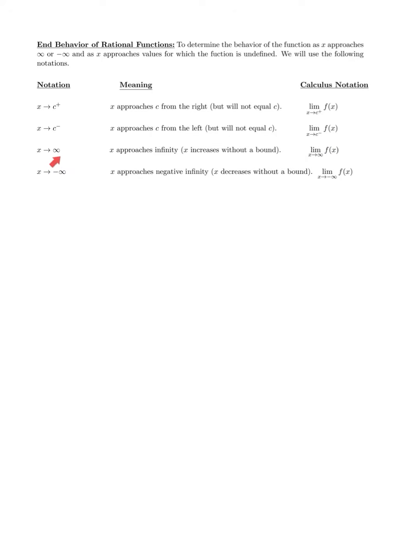x goes to infinity, so its meaning is that x approaches infinity, which is the same thing as x increases without a bound. The notation for that in calculus will be limit as x approaches infinity of f of x. And the last one is x arrow negative infinity. This reads as x approaches negative infinity, so x decreases without a bound, and the notation for that is the limit as x goes to negative infinity of f of x.